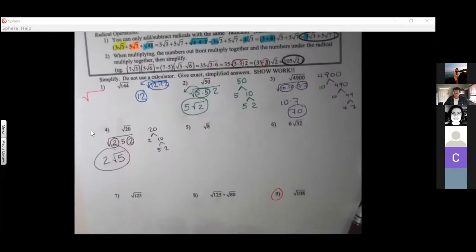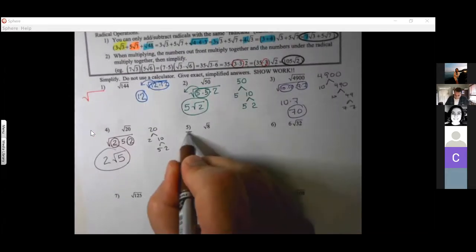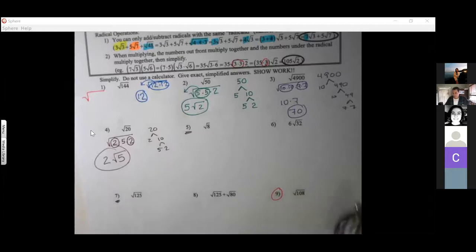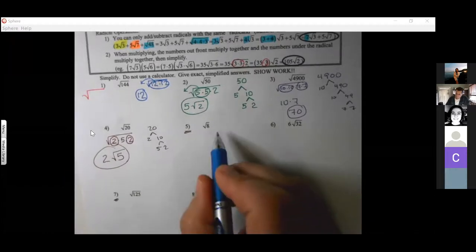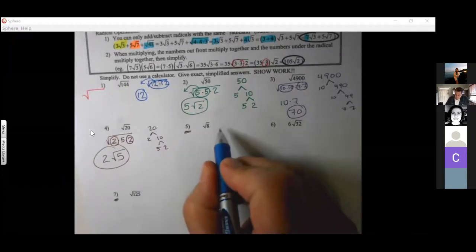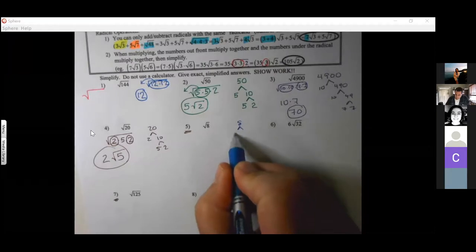Would you please now take a moment to do number 5 and 7? See if you get these. Go. These ones didn't have too large numbers, so they shouldn't take too long. We're just factoring 8.